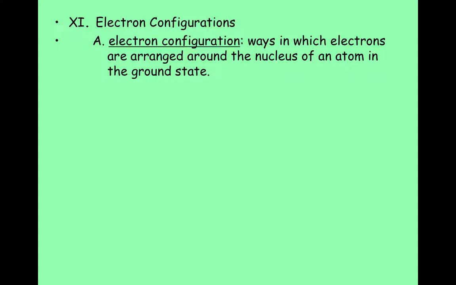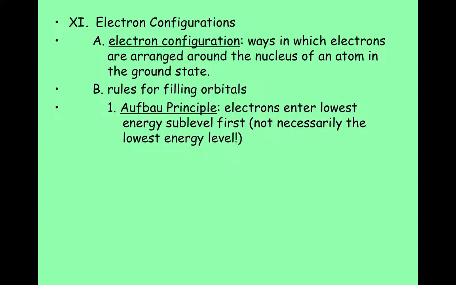Electron configurations are the ways in which electrons are arranged around the nucleus of an atom in the ground state. So there are some rules for filling orbitals, and I just want to rehash some vocabulary. Remember that when we're talking about electron configurations, there's going to be a configuration for each electron, but the configuration for the last electron kind of tells us about all the different electrons in the atom. And orbitals are regions of space that an electron can be in. So rule number one is the Aufbau principle. It says that electrons enter the lowest energy sublevel first.